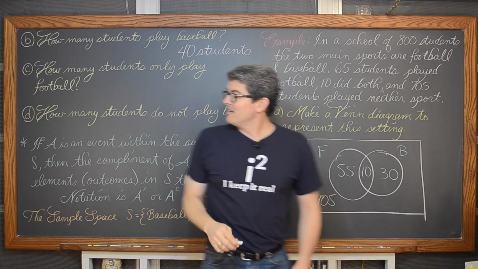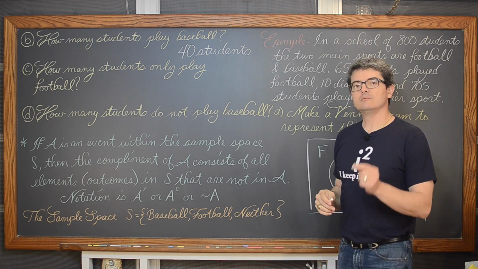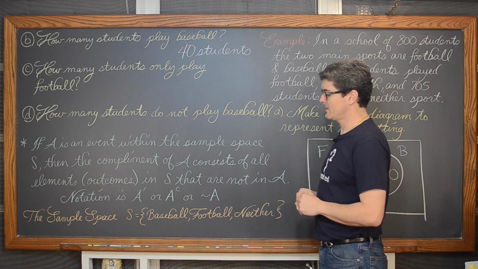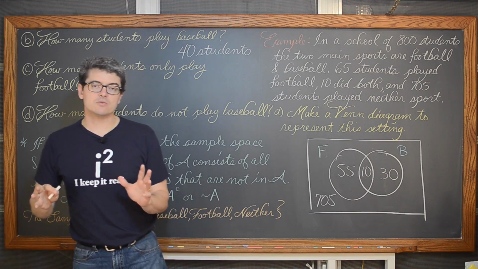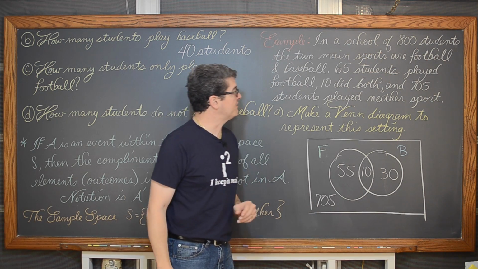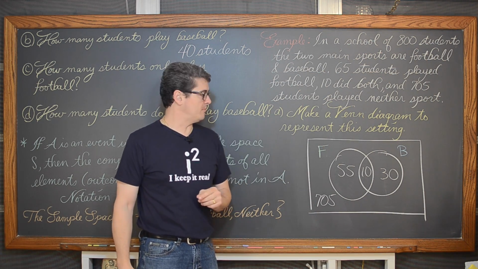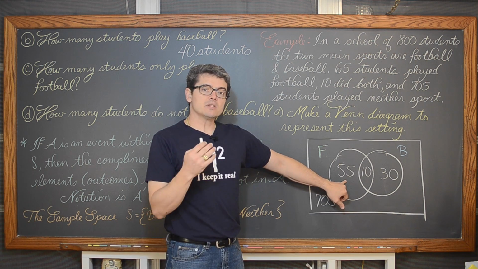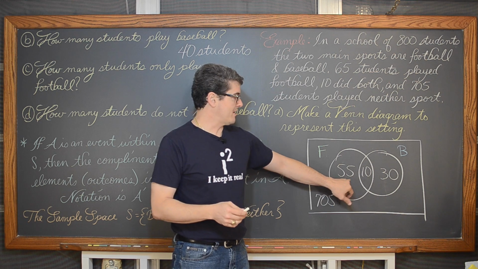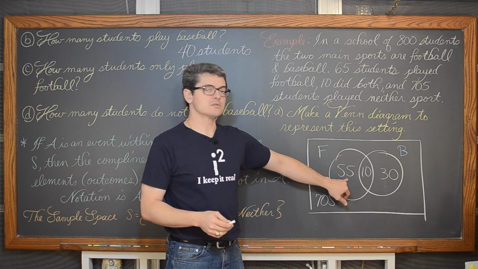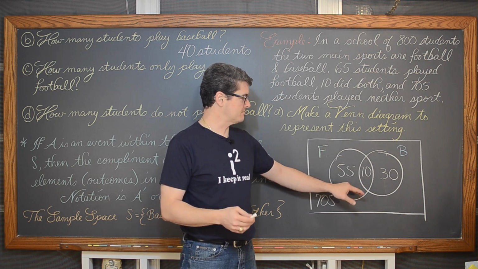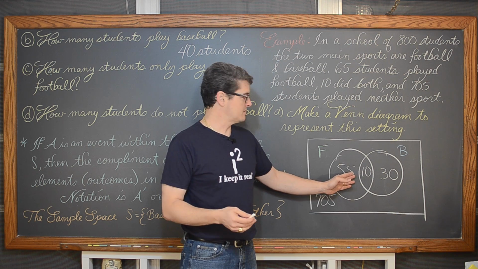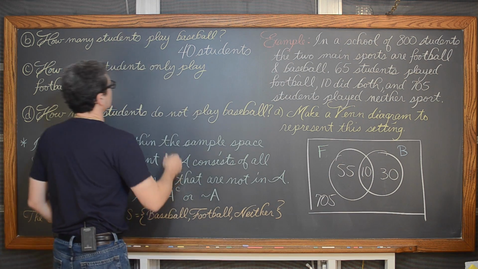Excellent. How many students only play football? Okay. Not how many students play football. That would be a total of 65. That was given to us in our problem. But only play football, well, that's going to be the 55. That's going to be the students that are in the football circle that are not in the baseball circle. That represents that setting or that set. So that's going to be 55 students.